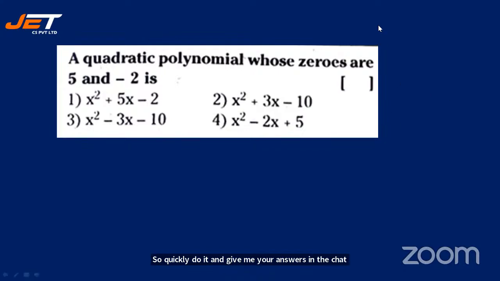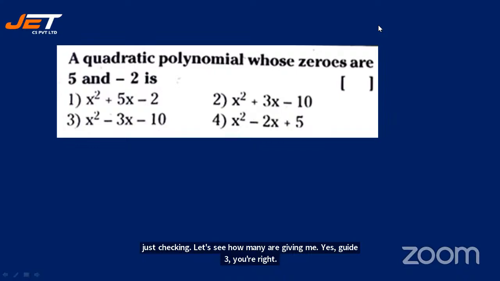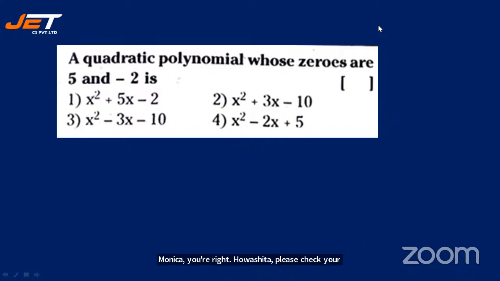Quickly do it and give me your answers in the chat box. I'm just checking. Yes, Gayatri, you're right. Monica, you're right. Harshita, please check your answer. Just work it out. Shivani, you're right. Sai Vardhan, you're right. Rachna, you're right. Almost all are giving me the right answer. Option 3 is the right one: x square minus 3x minus 10.